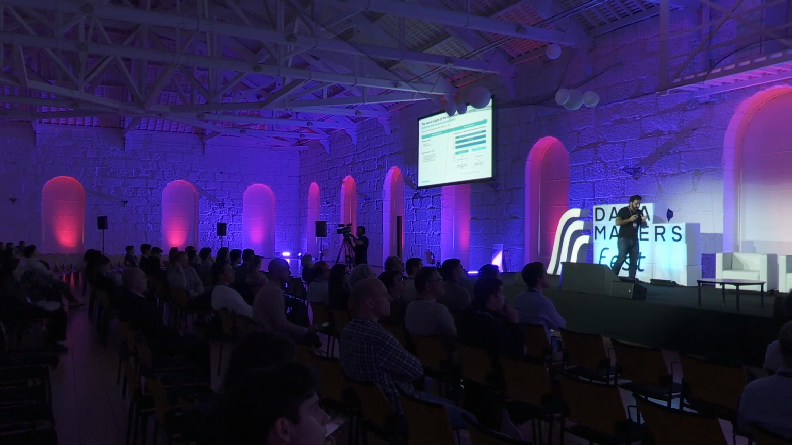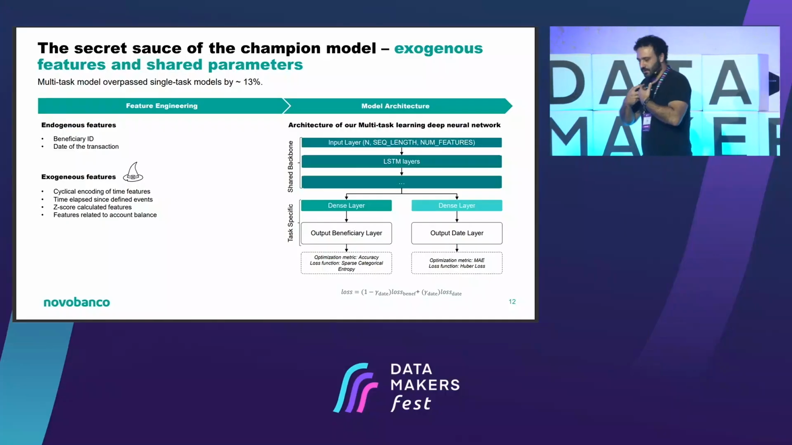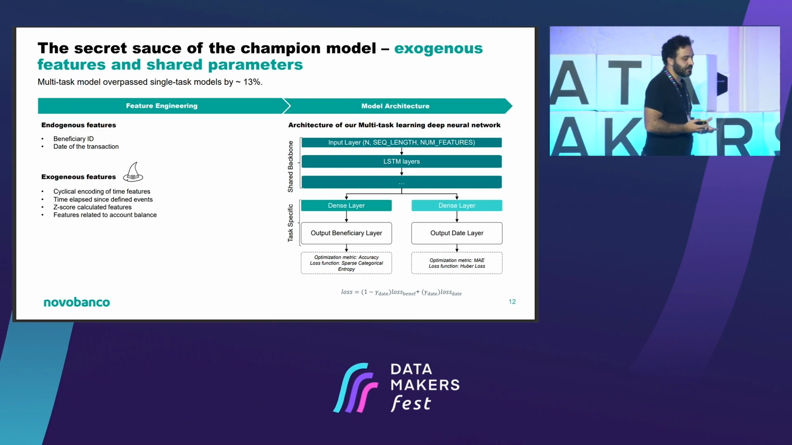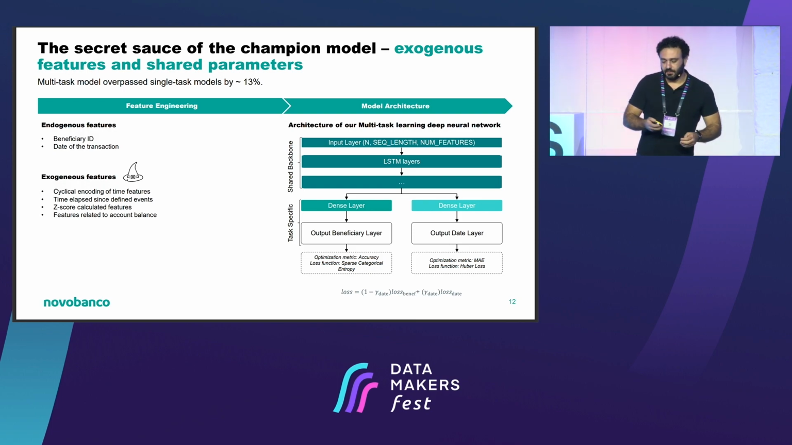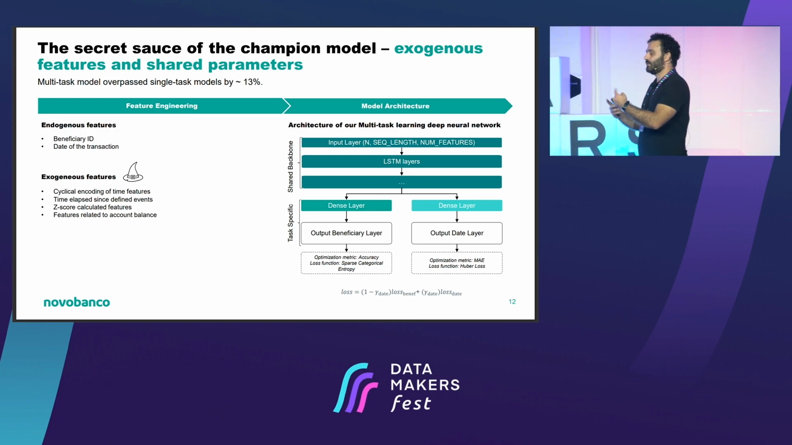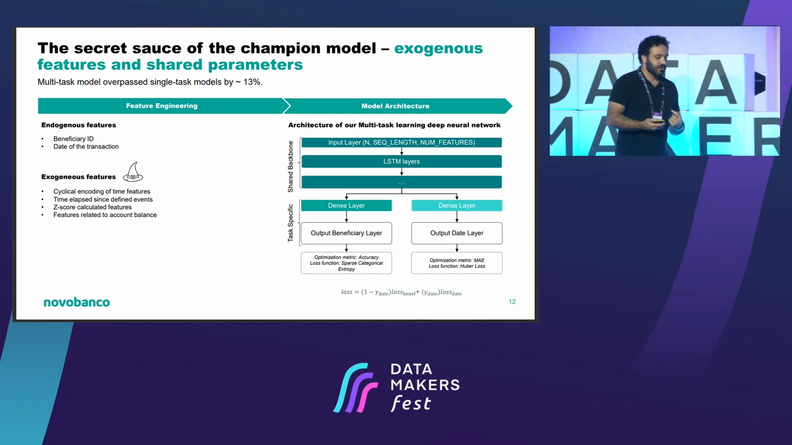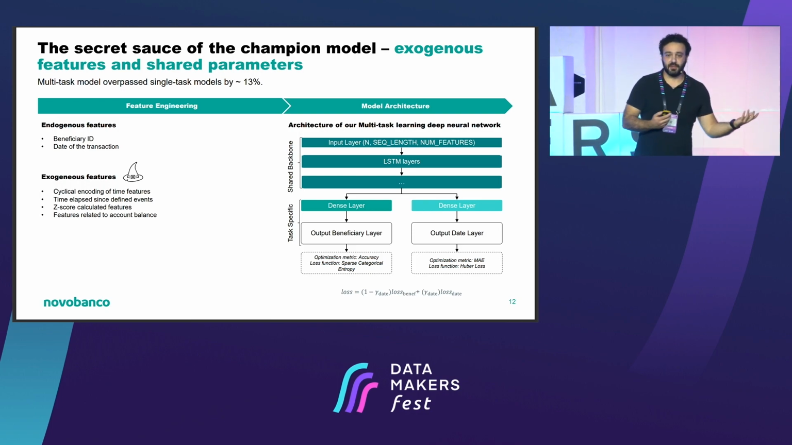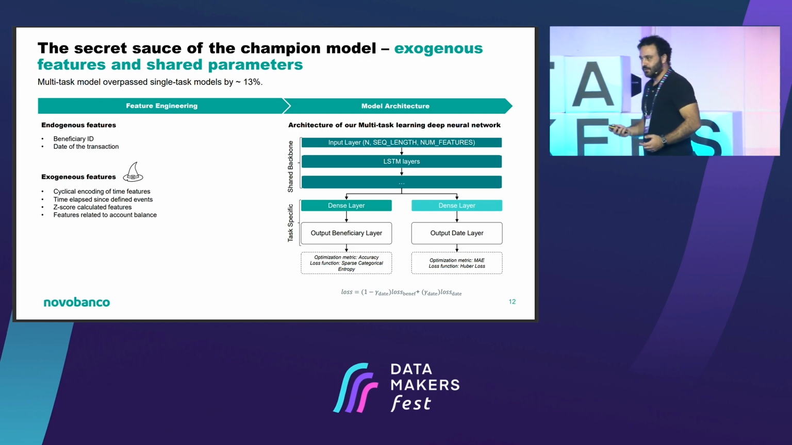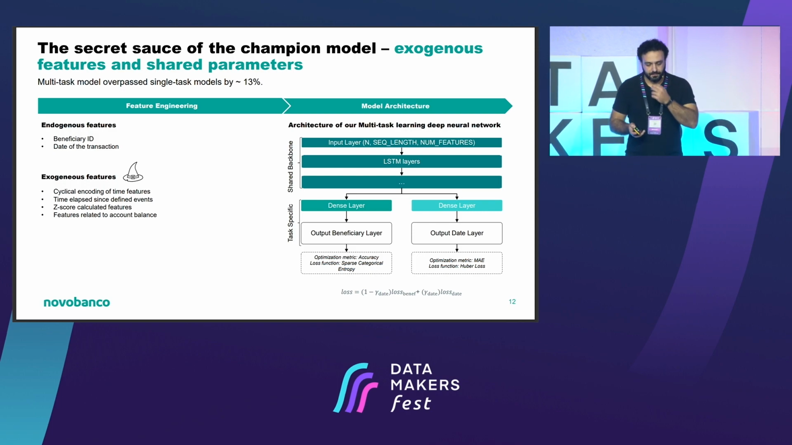Last but not least, independently of the model that you use, of course, you need to take proper care of the features and perform feature engineering on your exercise. Besides the targets that you already defined, we also defined exogenous features: cyclical encoding of time features, so sine and cosine of the day number and the month number; time elapsed since defining events, for instance how many days have passed since the last payday of each client; z-score calculated features; and features related to the client at the time of the transaction.